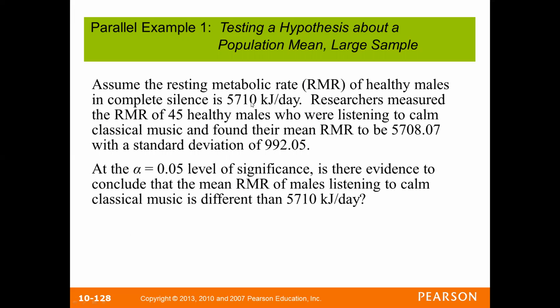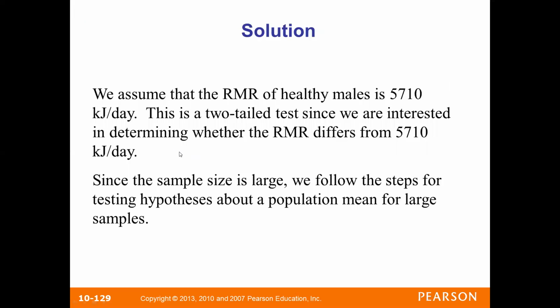Hypothesized mean of 5,710 and see how many standard deviations that is away. Where again, remember, the standard error is going to be the standard deviation of the sample divided by the square root of n. So we're going to calculate a two-tailed test because it just says that it's different, not that it's less than or greater than. We're making a null hypothesis that the mean is 5,710 kilojoules per day. The alternative is that it's just not 5,710.